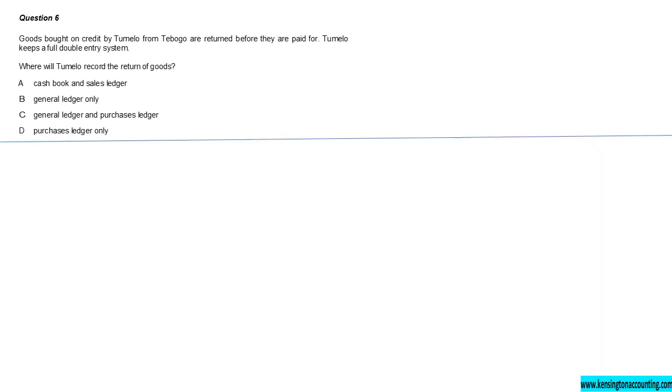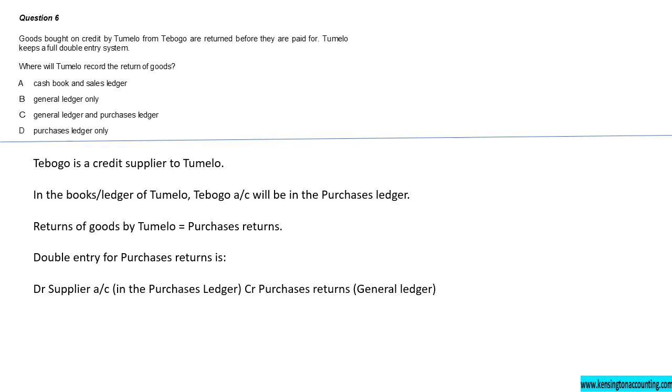Question 6. Goods bought on credit by Tumelo. So, therefore, Tumelo is buying goods on credit. And Tumelo has returned the goods before they were paid for. Tumelo keeps a double entry system. Where will Tumelo record the return of goods? Now we need to find out whether it is a purchase return or sales return. Now in this case, Tumelo is a purchaser. When Tumelo is returning goods, we're talking about purchase return.